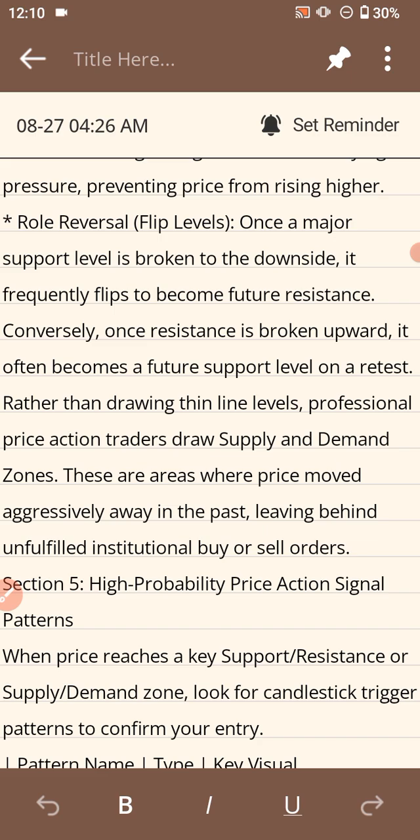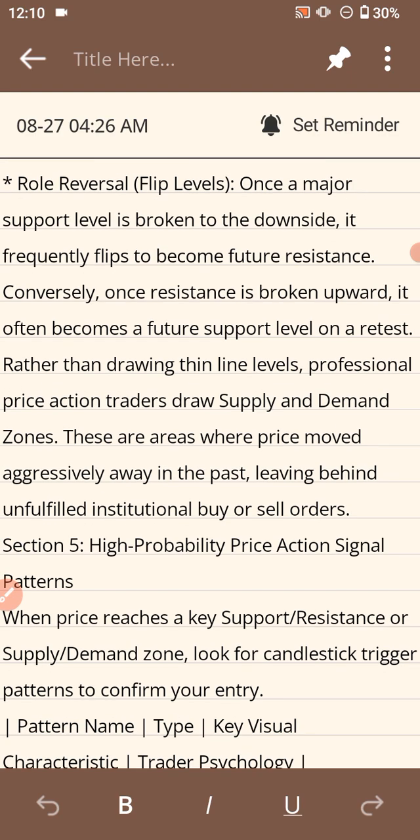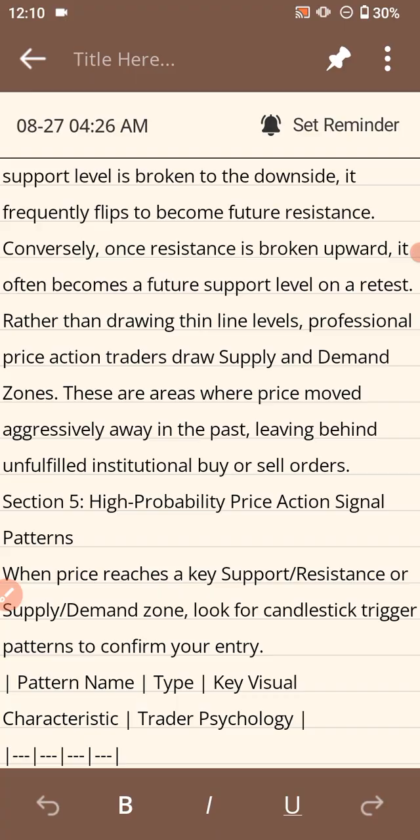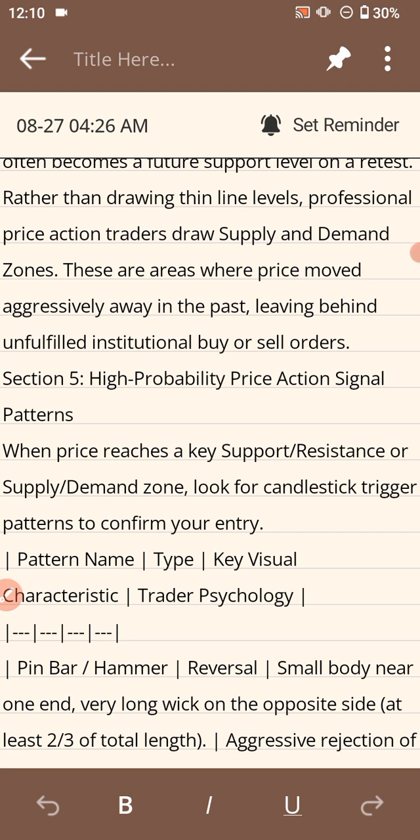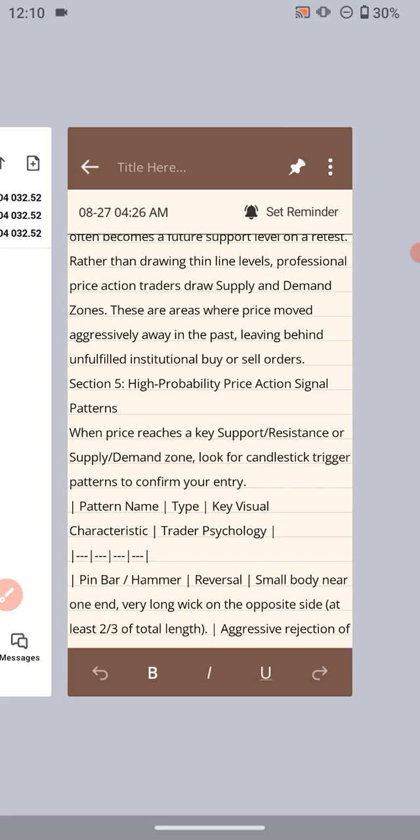Rather than drawing thin line levels, professional price action traders draw supply and demand zones. These are areas where price moved aggressively away in the past, leaving behind unfulfilled institutional buy or sell orders. So this is telling us that if you want to get better with your analysis, you just need to do this.